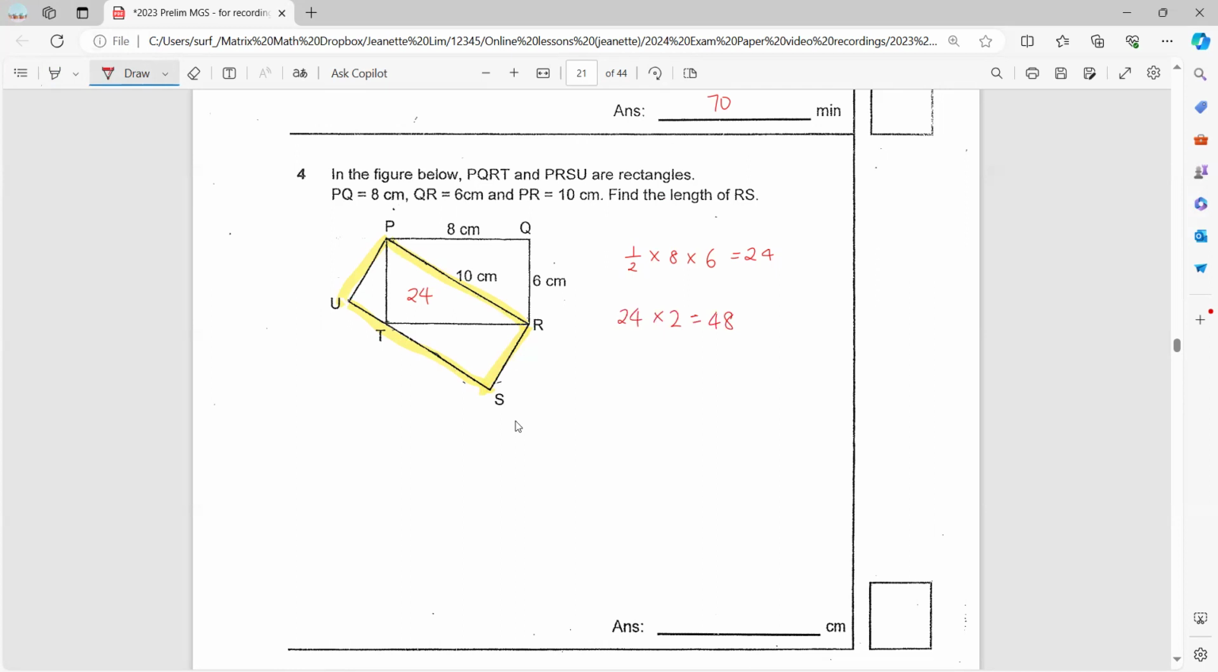Since the area is 48, I will divide by the length of 10 to get the breadth. 4.8. So answer 4.8.